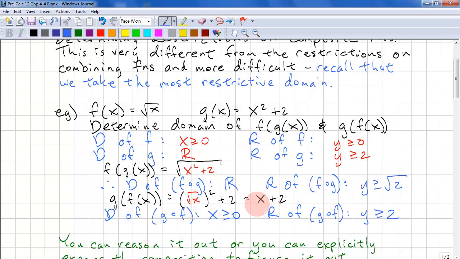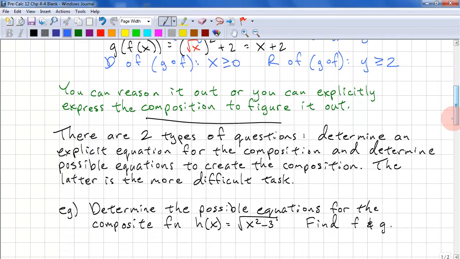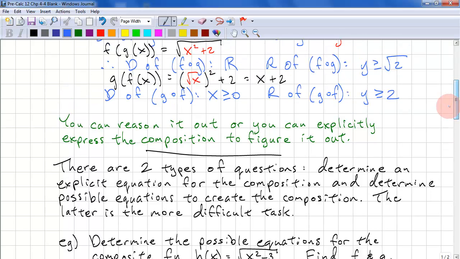Even though this function is a line and takes all reals as input, we've already restricted ourselves because of the input from here. And these two expressions are equivalent but not equal. This expression clearly has a domain of x is greater than or equal to 0, while this does not. So your choice: you can reason it out explicitly, or you can find an explicit function for the composition and try to figure out the domain and range.